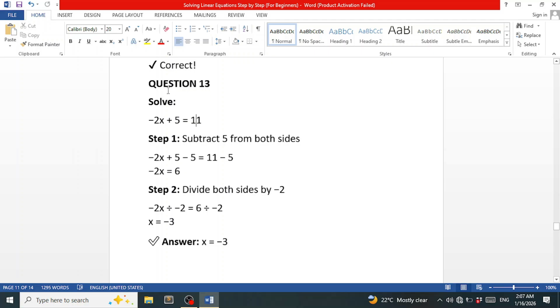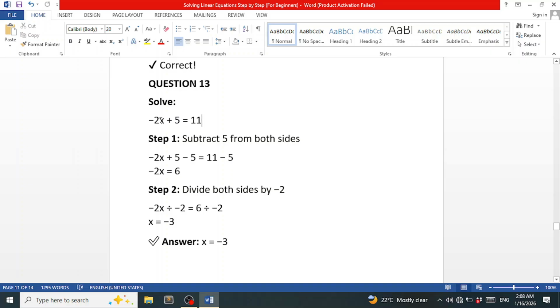So question 13, solve negative 2x plus 5 equals 11. I know some of you will say minus 2x plus 5 equals 11. That is correct, but whenever a number is assigned a minus sign in mathematics, we read it as negative, okay? That is why here I'm reading it as negative 2x, not minus 2x. But either way you read it, it's going to work, okay? But just know, before this x we've got minus 2x, which is a negative, okay?